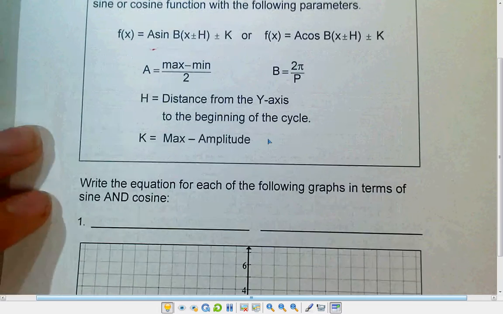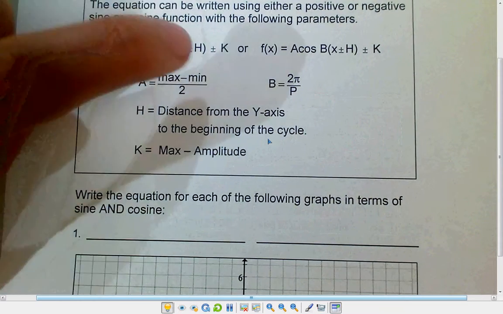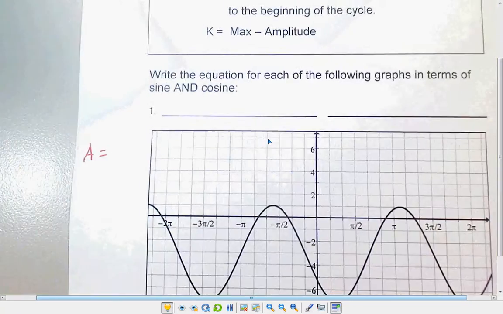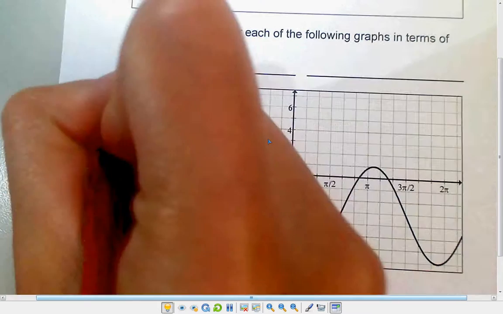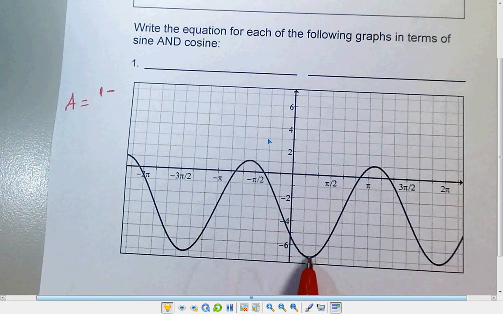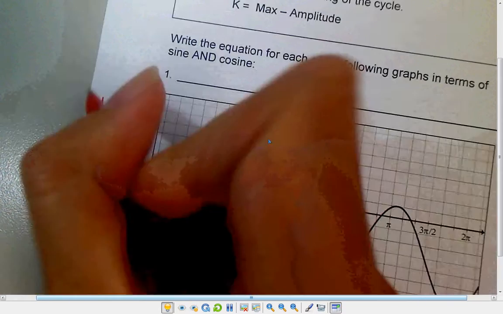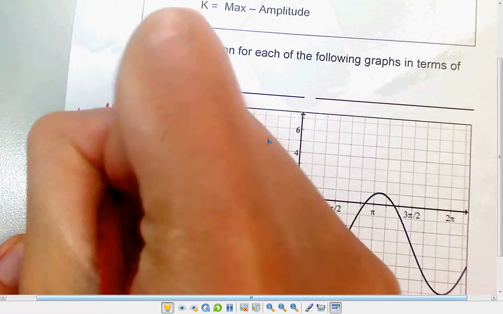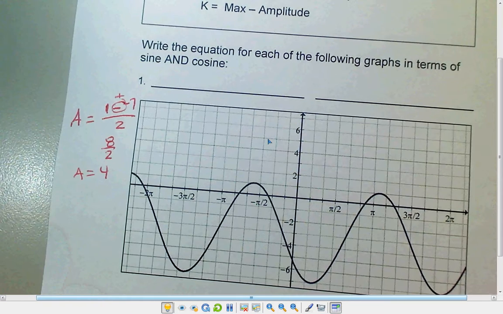So let's start off by looking for our a, or our amplitude. To find a, we're going to do our maximum minus our minimum divided by 2. So in this problem, our maximum value is right here at 1, minus our minimum down here at -7. So when we do 1 minus -7 divided by 2, minus a negative turns into plus. So it's really 1 plus 7, which gives us 8 over 2, which gives us an a of 4. So we know our a value is going to be 4.